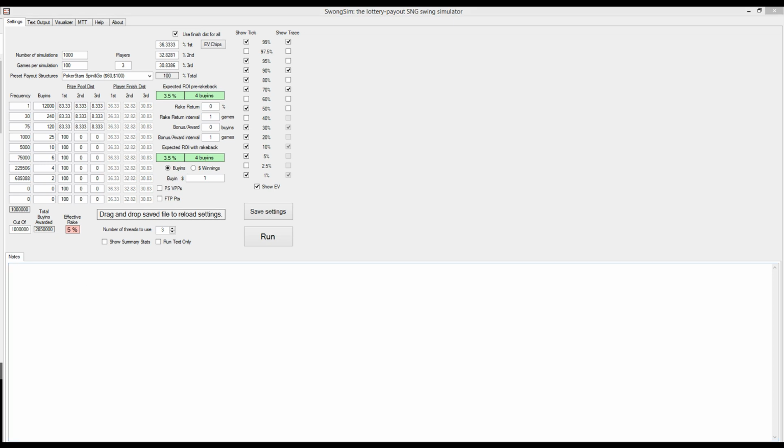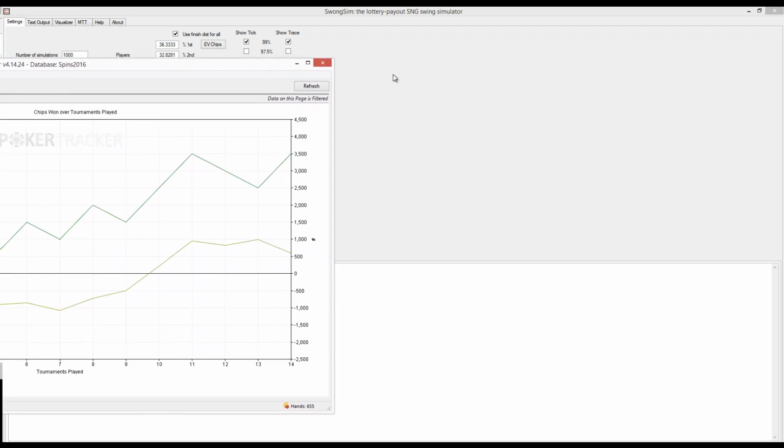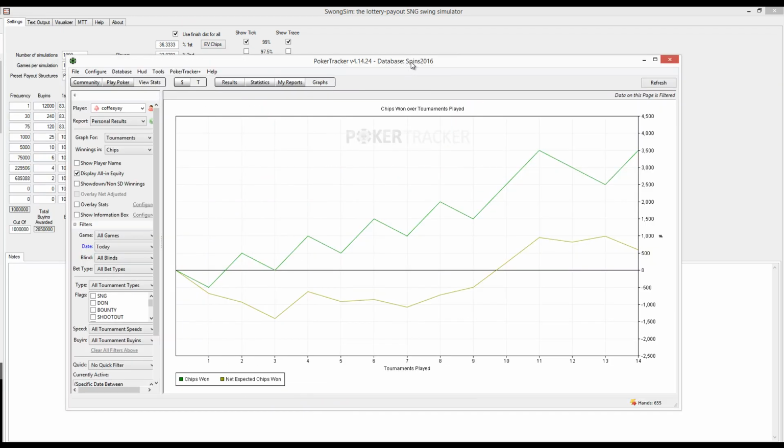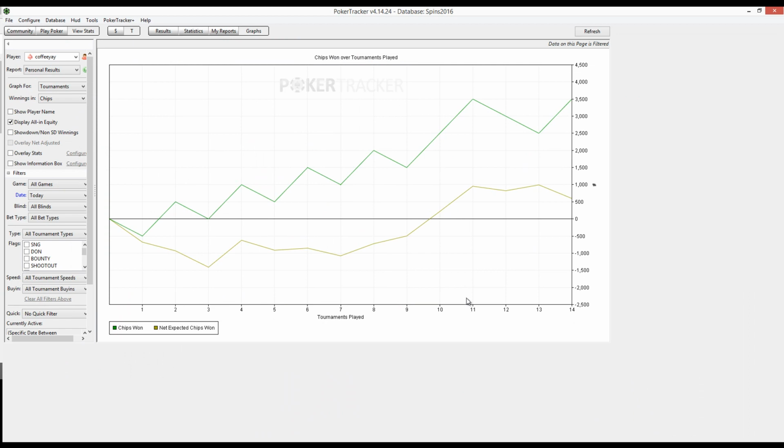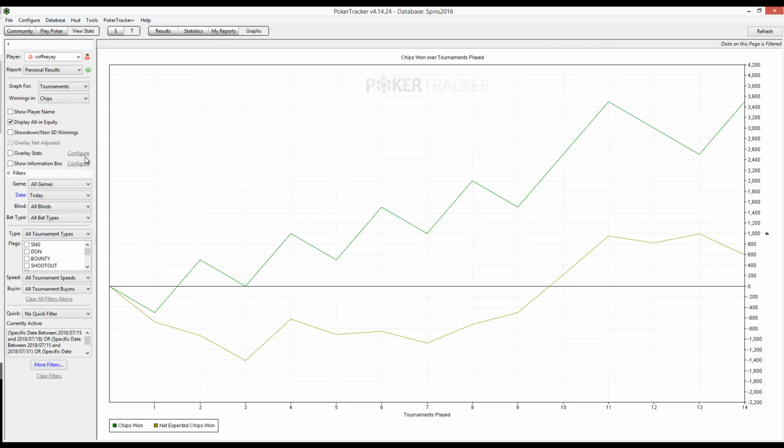And that brings us to the last topic of this video, which is interpreting your PT4 graphs. I've just loaded up a graph from a recent session I streamed. So let's take a look at how we want to set up our graph in PT4 to give us the results that we want. You want to make sure that you want a graph for tournaments.